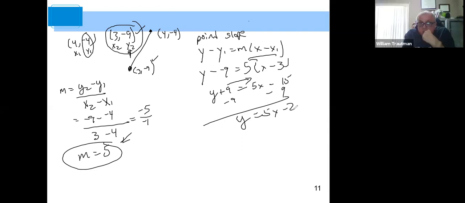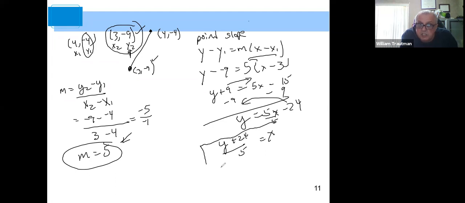5x minus 24. But we have to set this where we're going to integrate with respect to y, so I need to find out what x equals. So now I'm going to take the 24 over, y plus 24, and then divide by 5 equals x. What I did was just isolate the x. I got the 24 to the other side by adding 24, and then I divided by 5. So I get y plus 24 over 5 as my x. I'm just going to write that down for a second.